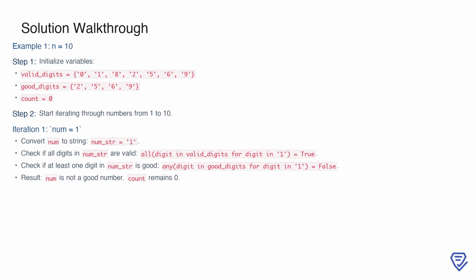For our first iteration, where number equals 1, we convert number to a string, resulting in number_str equals 1. We then check if all digits in number_str are valid. Since 1 is in valid_digits, this check evaluates to true. Next, we check if at least one digit in number_str is good. Since 1 is not in good_digits, this check evaluates to false. Therefore, number is not a good number, and the count remains 0.